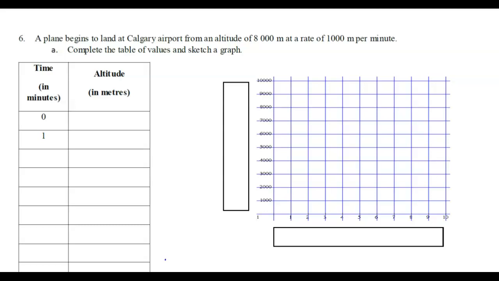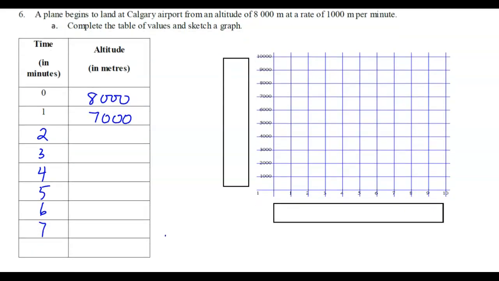Okay, so looking at question 6, a plane begins to land at Calgary Airport from an altitude of 8,000 at a rate of 1,000 per minute. Complete the table. So it starts at an altitude of 8,000, and then after 1 minute, it'll be 1,000 less than that, so 7,000. So we'll do this for each minute. And then this will go down by 1,000 each time.